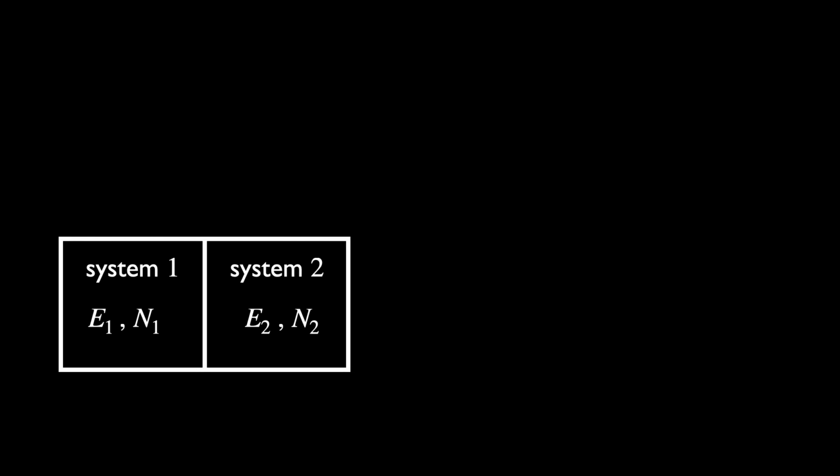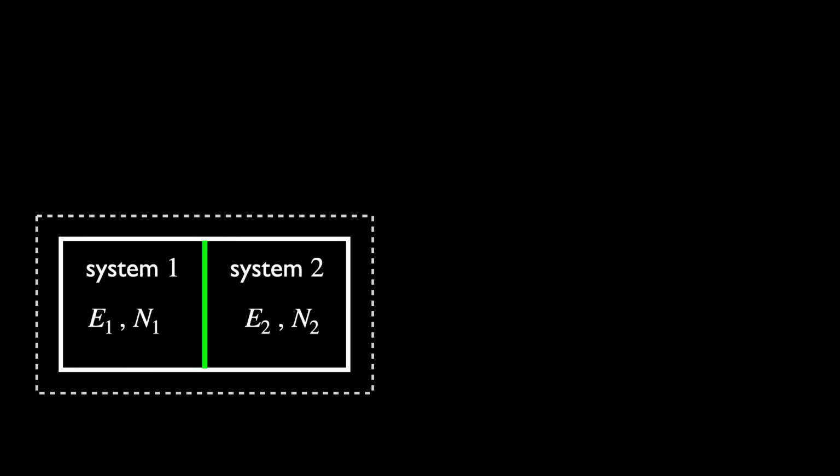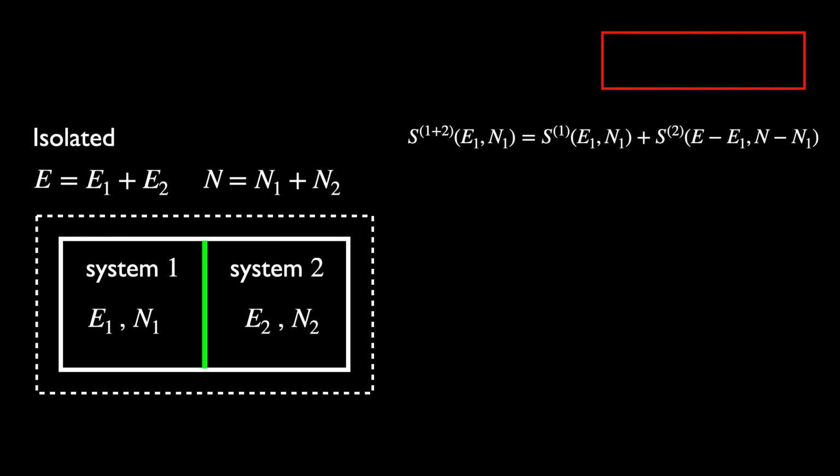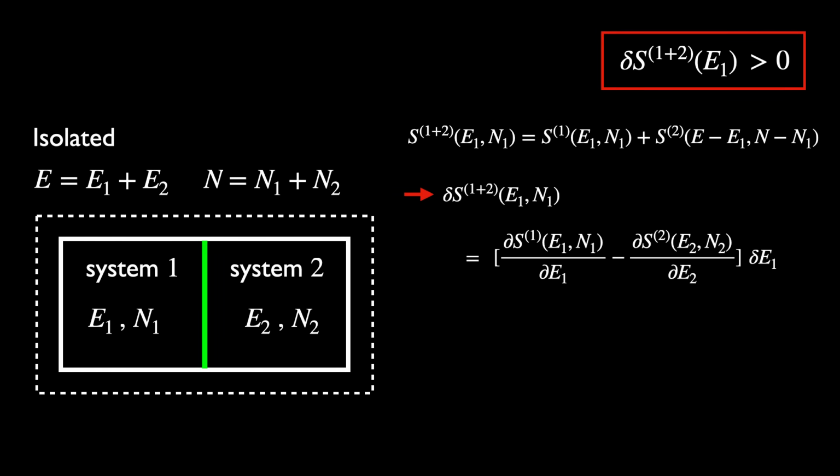We go back to the setup where two systems are placed in thermal contact, exchanging energy and particles, with total energy E and particle number N being conserved. Under these constraints, the total entropy S is just a function of E1 and N1. Applying the law of increasing entropy, we have the variation of S1 plus 2 with respect to E1 and N1.